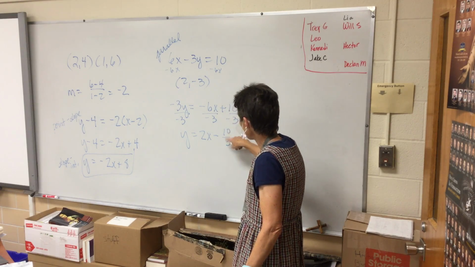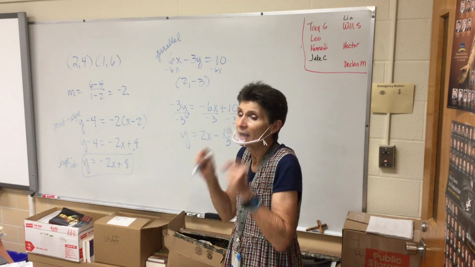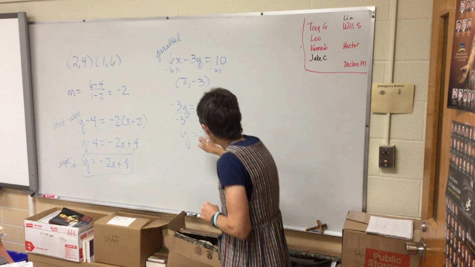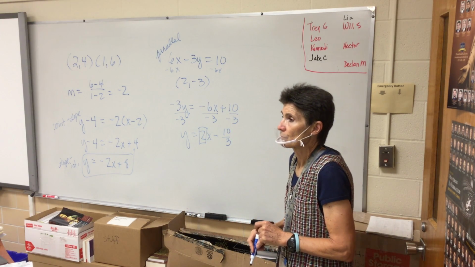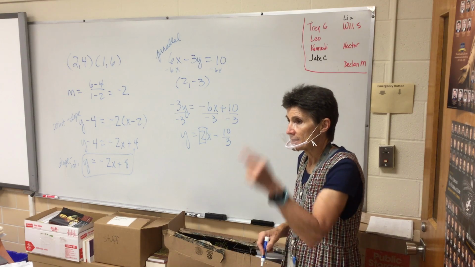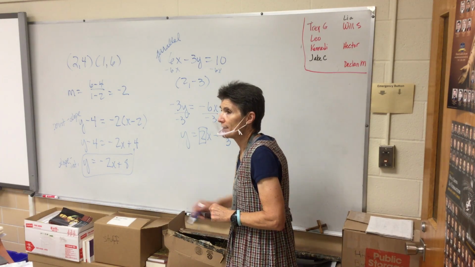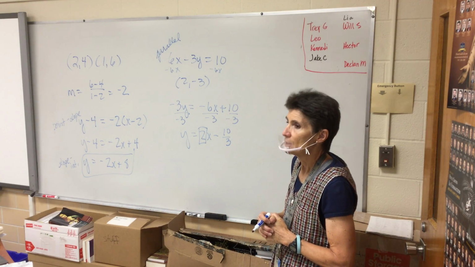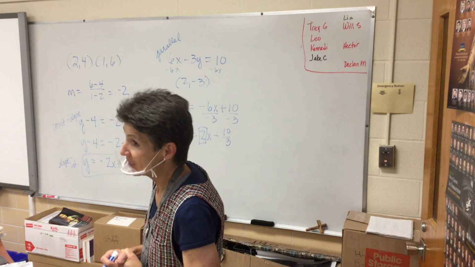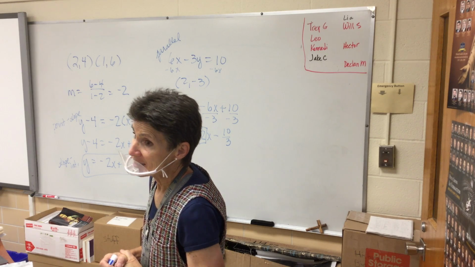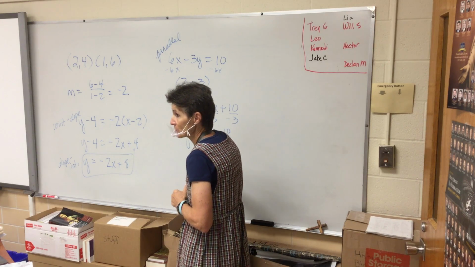Yeah, I don't like that 10/3, but I'm not even worried about it because the only thing I'm interested in is this, right? Now, it says parallel. So do I use 2 or do I use negative 1/2? 2. Negative 1/2 would be if it said perpendicular, but it says parallel. So 2 is the slope I'm going to use.